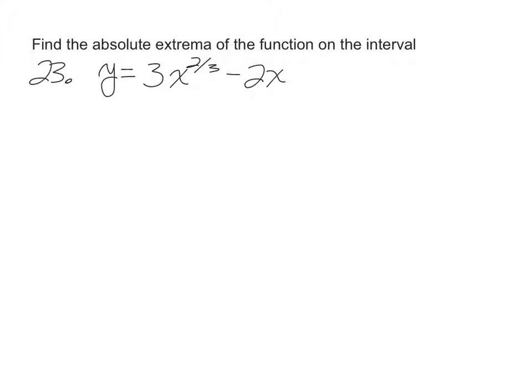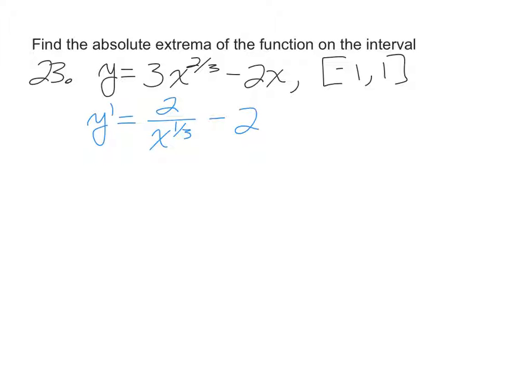One last example, this will be a setup only. We have the equation y equals 3x to the 2/3 power minus 2x. If we find the derivative of this, we get y prime is 2 over x to the 1/3 power minus 2. And this is all happening on the interval -1 to 1.